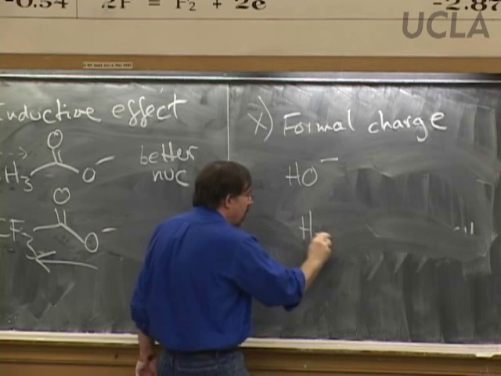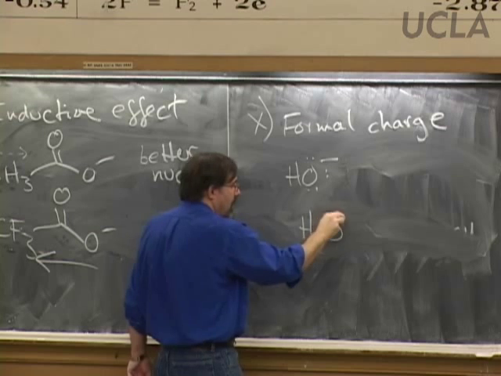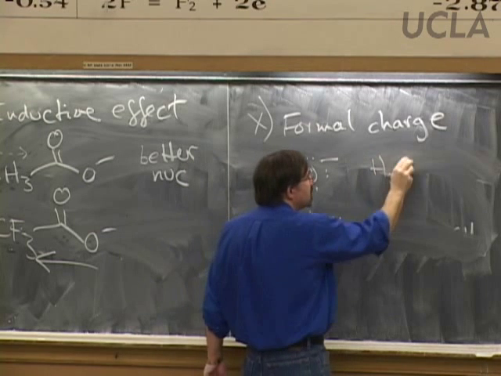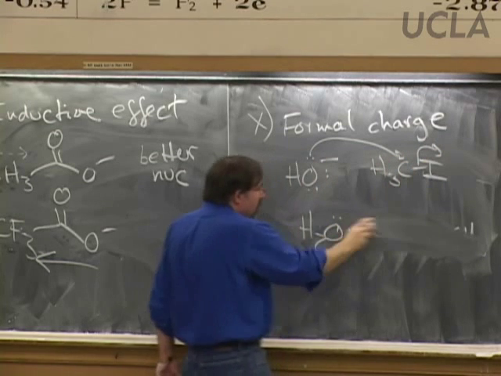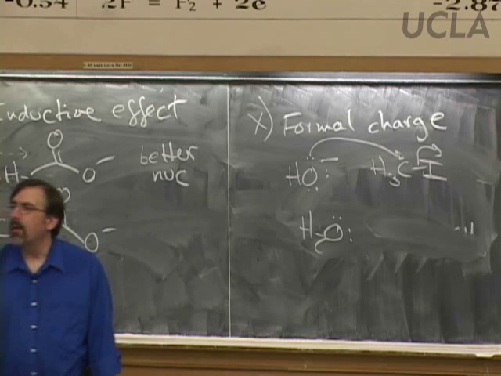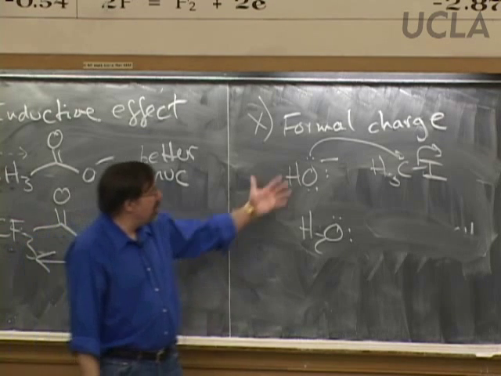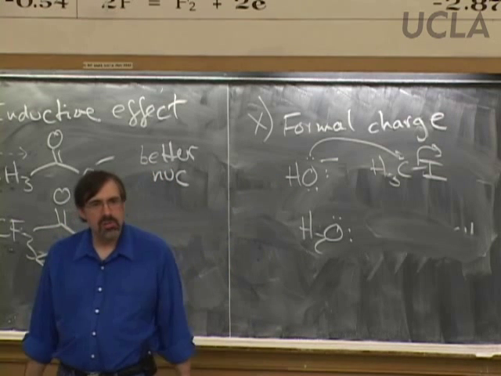Let's suppose we were comparing hydroxide and water. Again, I'll use them in an SN2 reaction. There's hydroxide, and water can do the same kind of thing. It is the oxygen, in both cases, that would be supplying the electrons. In both cases, that's where the lone pairs are, and in the case of hydroxide, that's where the negative charge is.